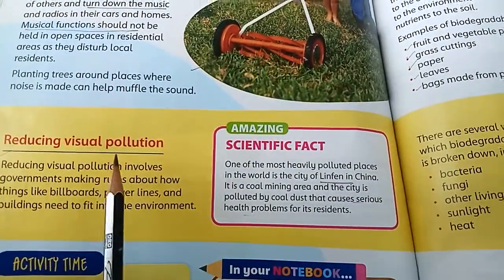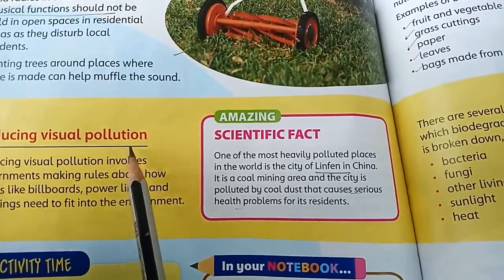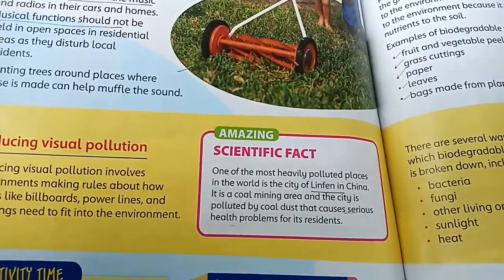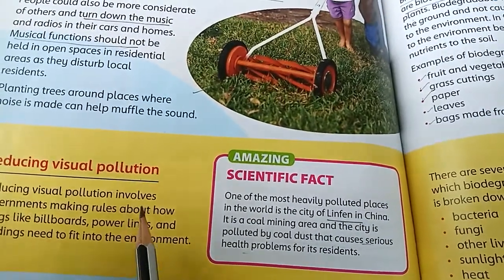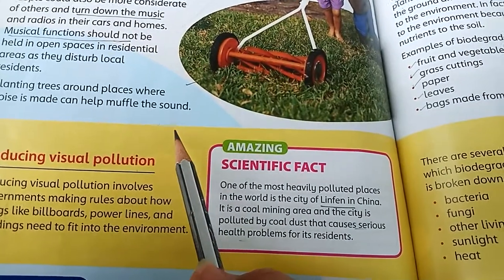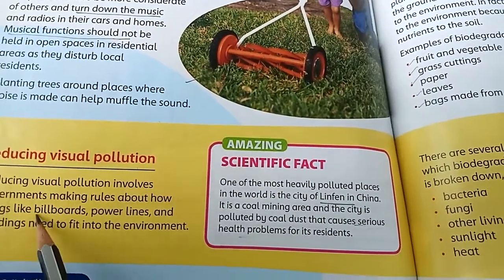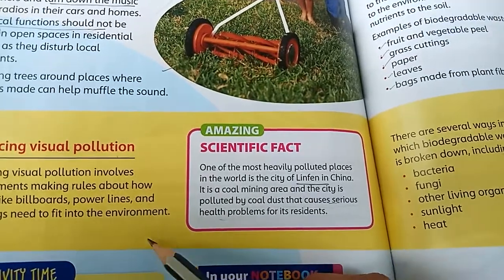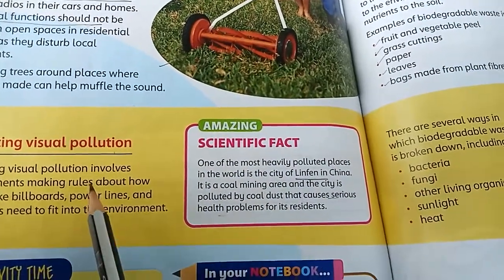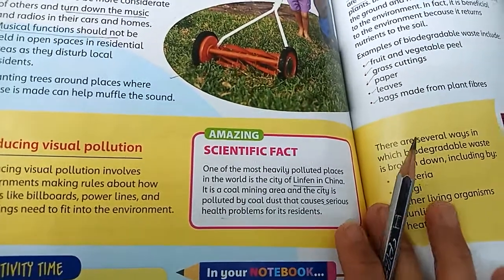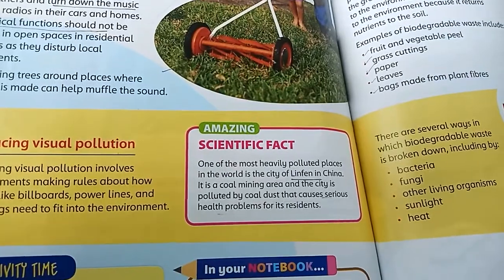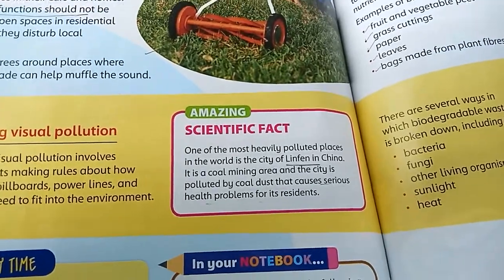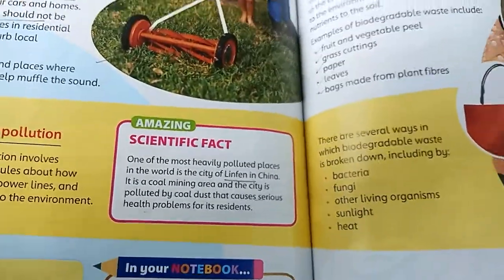So how can we reduce visual pollution? Visual pollution can be reduced if the government makes rules for displaying and maintaining supply lines. If the government makes a rule that billboards should be of a certain size, and they should not be displayed in such areas, this can also reduce visual pollution. If we follow the rules for maintaining supply lines, and the rules on the size of billboards and the places to display them, it can also reduce visual pollution.